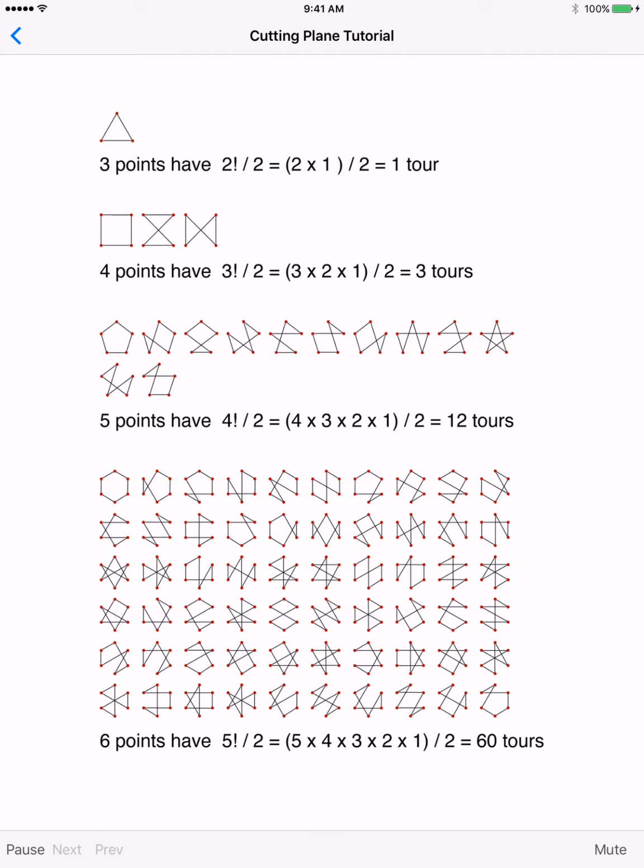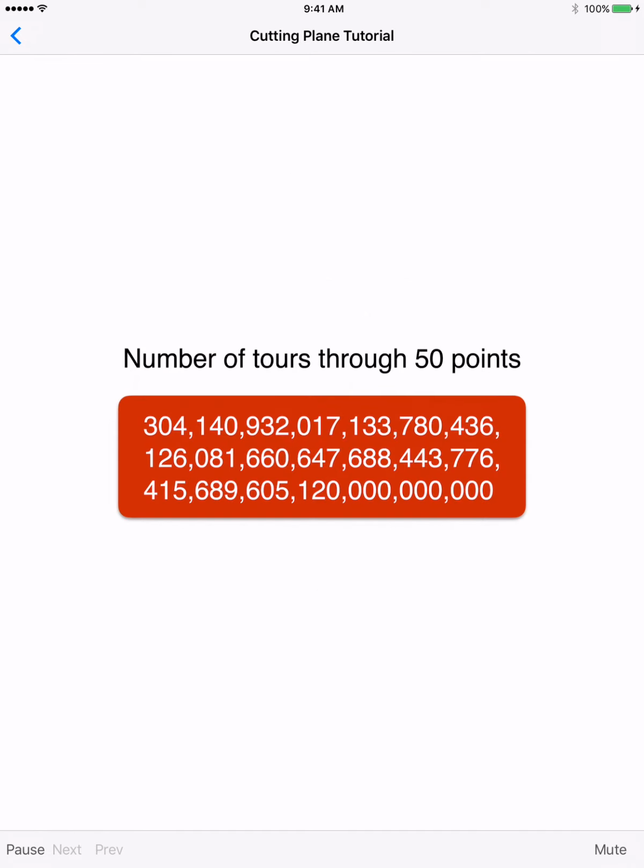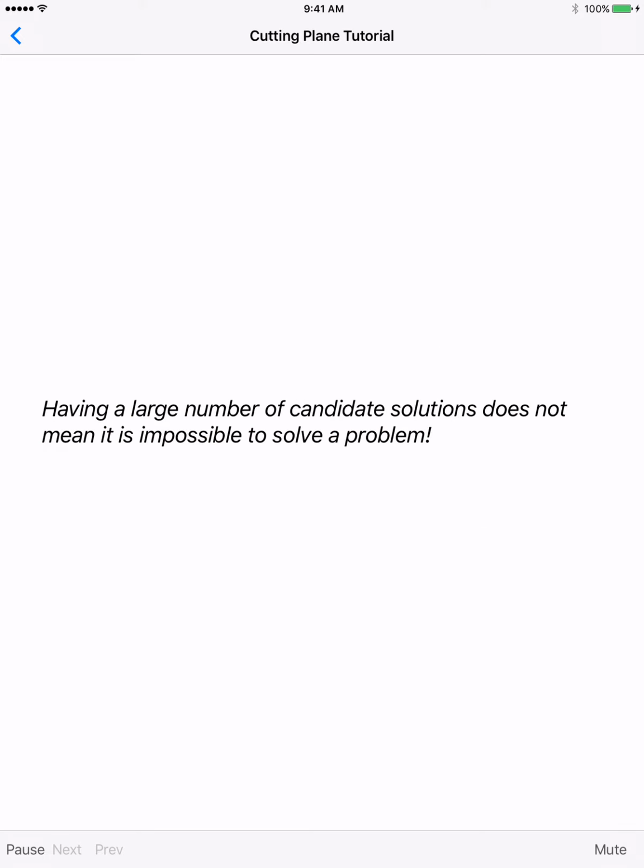It is no problem to list all of these tours if the number of cities is small. But such a brute force approach to the TSP is out of the question for 50 points. This does not mean, however, that we cannot solve a 50-city problem, only that we necessarily need a more subtle method.